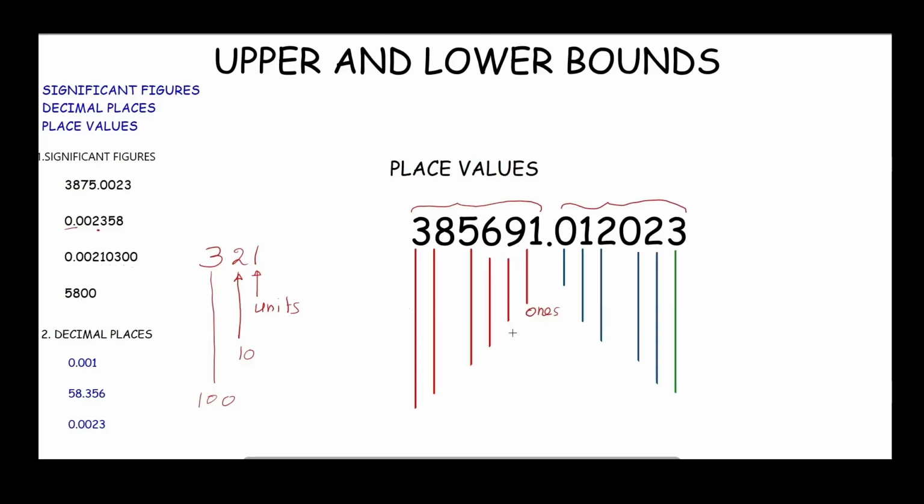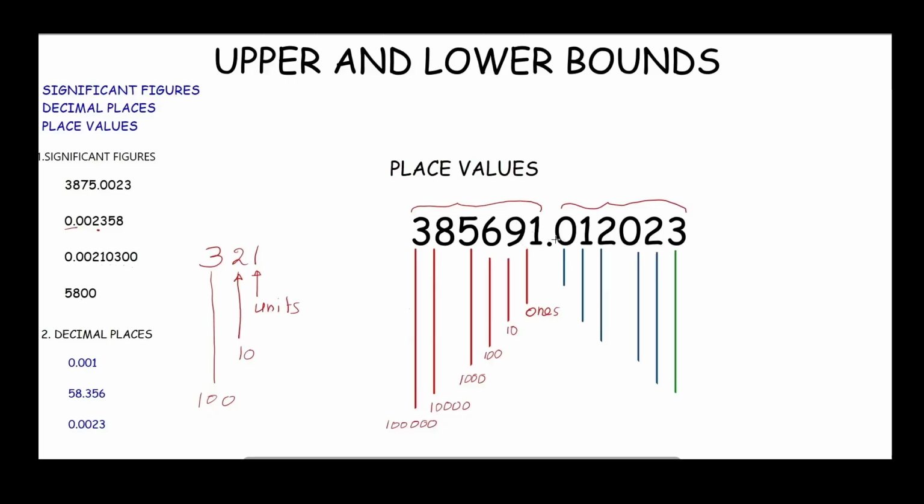Next one is 9. It is then tens. Place value is 10. This is 100. The place value of 6 is 100. The place value of 5 is 1000. The place value of 8 is 10,000. The place value of 3 is 100,000. And we are done with the whole number part.